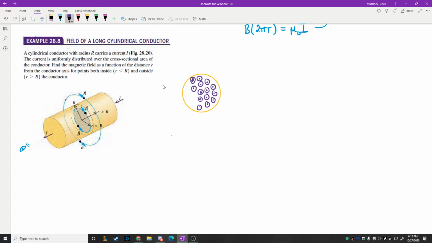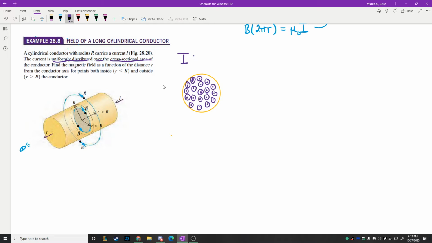Okay, so those just represent the current that's coming out right there. And all in total, all of those currents add up to a current I. But that current is uniformly distributed, so any given part is going to have the same amount of current inside of that. So this current is, as they say, uniformly distributed over the cross-sectional area.